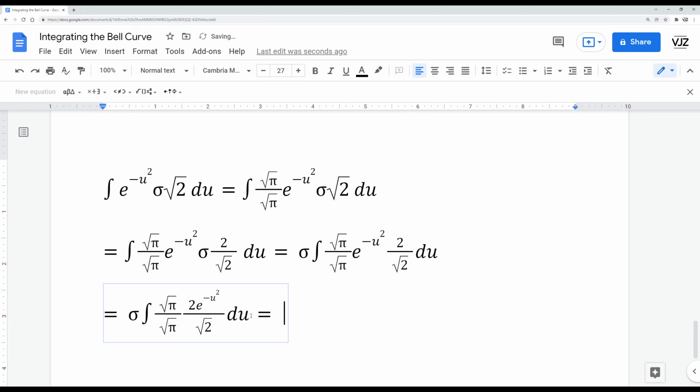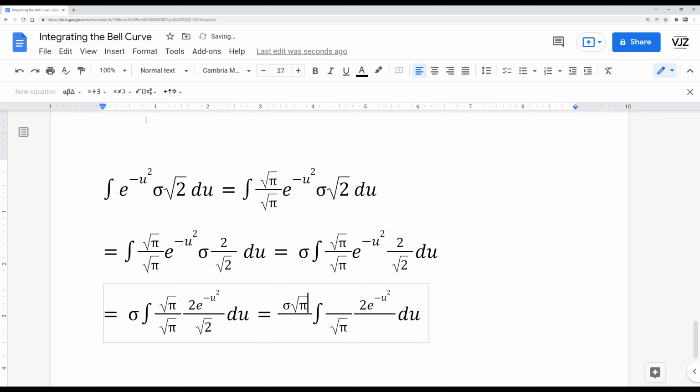So again, let us copy this first, and then I'll show you what I mean. So this right here, we're going to take that out, and then we're going to multiply it by sigma, which is already out. And then what we're going to do is take this square root of 2, take that out, and divide it because, again, it's in the denominator.